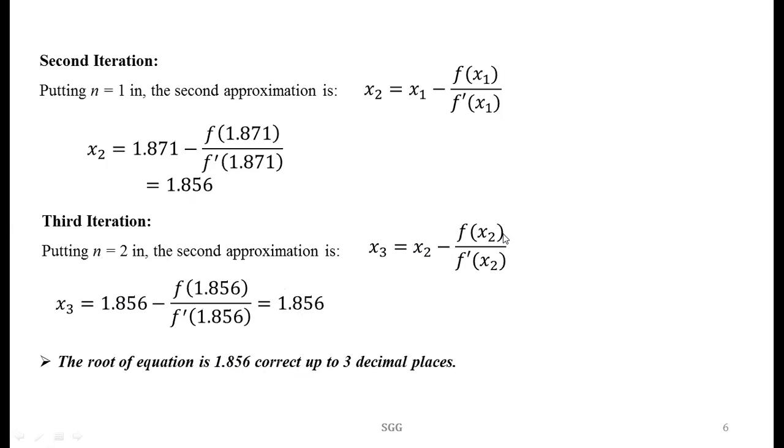The critical thing is that you should be able to determine the derivative of the function when the equation may contain algebraic, logarithmic, trigonometric, or exponential functions. After that, you can carry out the simple calculation using the formula xn plus 1 is equal to xn minus f of xn divided by f dash of xn. So this is all about the Newton Raphson method.